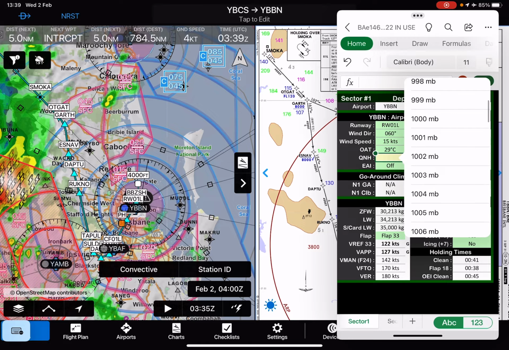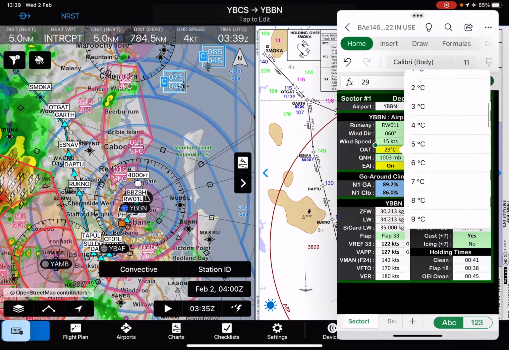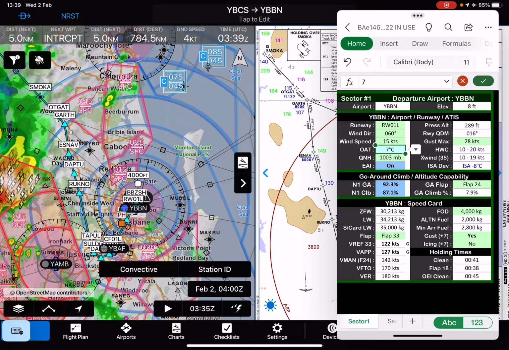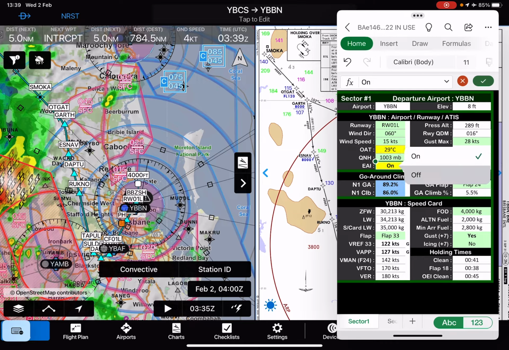The QNH is down at 1003, and we're anticipating using EAI off because of temperatures. But if I turned it on, it would get angry because it's unhappy about the temperature, because it really only wants EAI on at low temperatures, in which case it just leaves everything blue. But we're going back to Brisbane being hot and sweaty at 29, and obviously the EAI will be off.